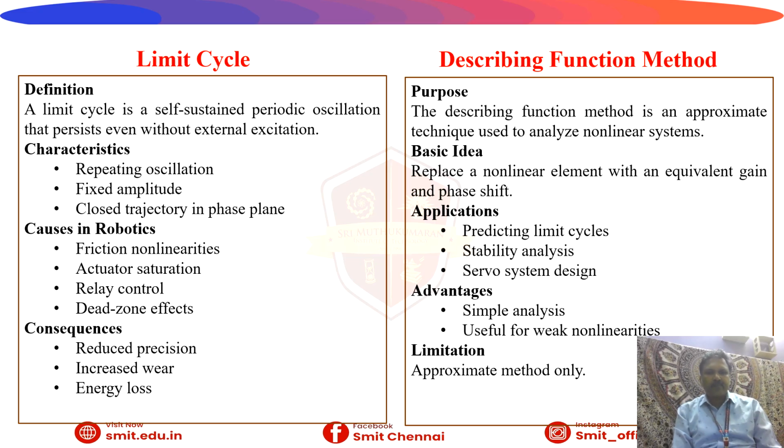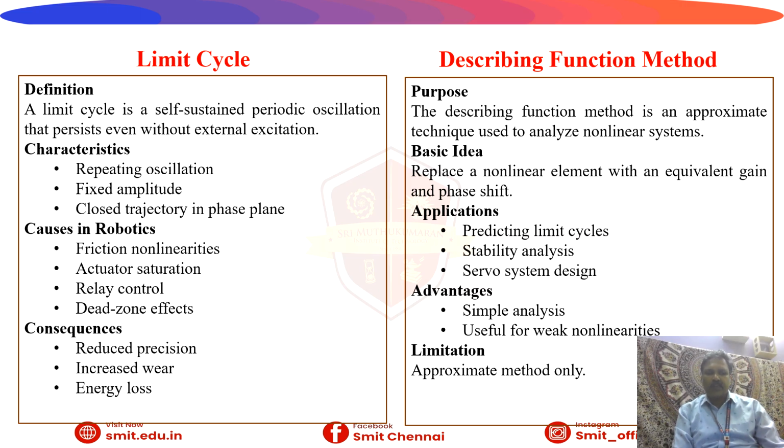Then we have the limit cycle. A limit cycle is a self-sustained periodic oscillation that persists even without external excitation. Characteristics: repeating oscillation, fixed amplitude, closed trajectory in the phase plane. Causes in robotics: friction, non-linearities, actuator saturation, relay control, dead-zone effect. Consequences: reduced precision, increased wear and energy use. These are the disadvantages we can see.